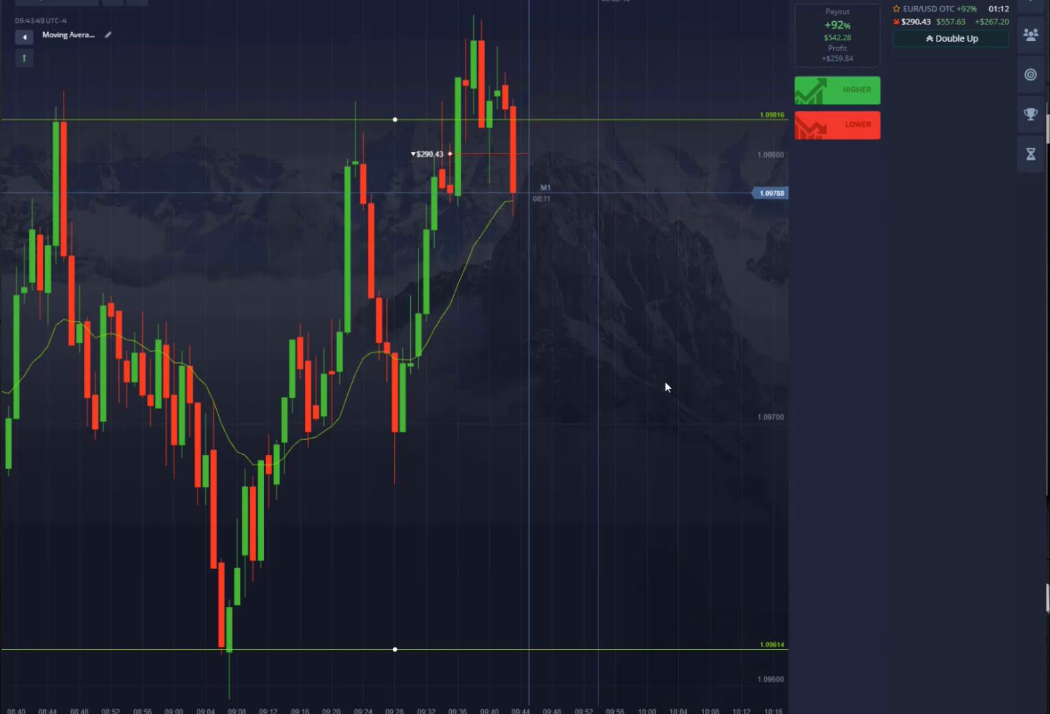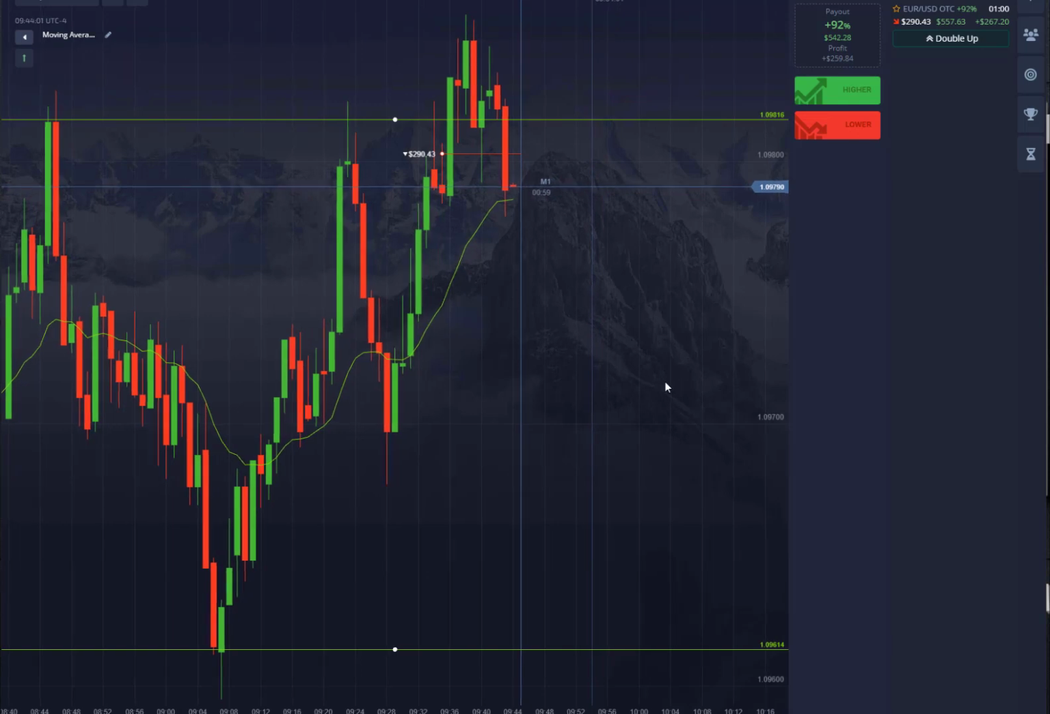Closing your bottom, closing your bottom. Final candle.